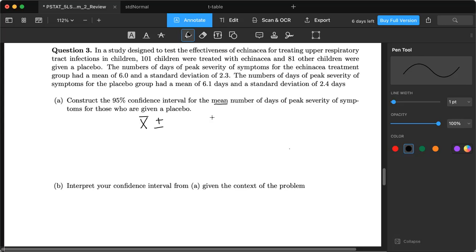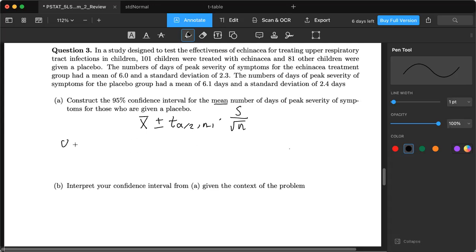And then now we need to know, is this going to be T or is this going to be Z? And because we're working with a sample, this is going to be T. So T sub alpha over 2, comma n minus 1. And then sample means we're working with the sample standard deviation. So S divided by square root n. This is the general form of our confidence interval.